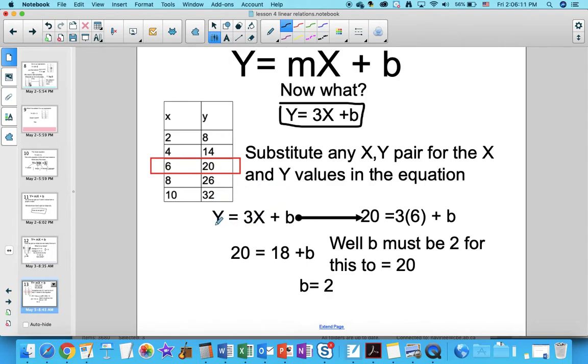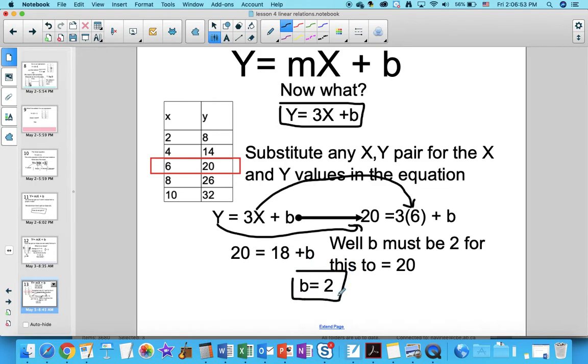And so I have the expression y equals 3x plus b, and I replace the x and y with a number. In this case, I'm going to replace the x with 6 because that's an x value, right? So you can see that x became the 6 and the y became the 20, right? So now I have 20 equals 3 times 6 plus b. Well, 3 times 6 is 18, so now I know 20 equals 18 plus b. The only way for 18 to equal 20 is by adding 2. So b must be 2.